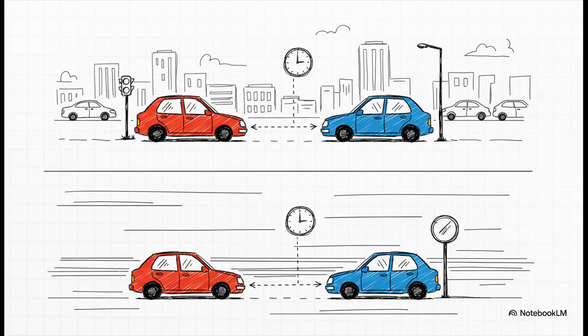And here's the thing a lot of people get wrong. This isn't just for the highway. The 2-second rule is universal. It works at all speeds. Whether you're crawling through city traffic or cruising down the motorway, it always gives you that safe buffer you need.